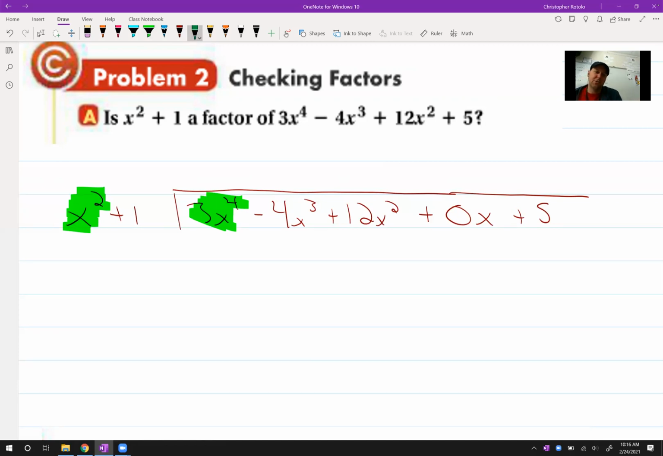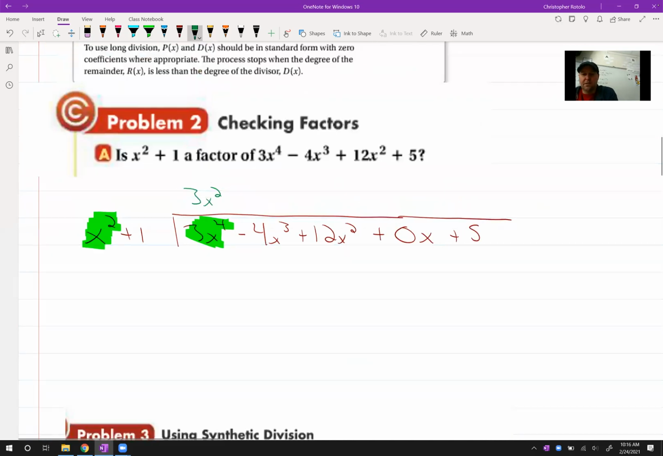All right, I get x squared. I need to get to 3x to the 4th. I'm going to multiply by 3. And I need 2 more x's. All right, so here we go. Let's shrink this down a little bit. So I need 3x squared times x squared plus 1. I'm going to put that in this line. 3x to the 4th plus, whoa, 3x squared.